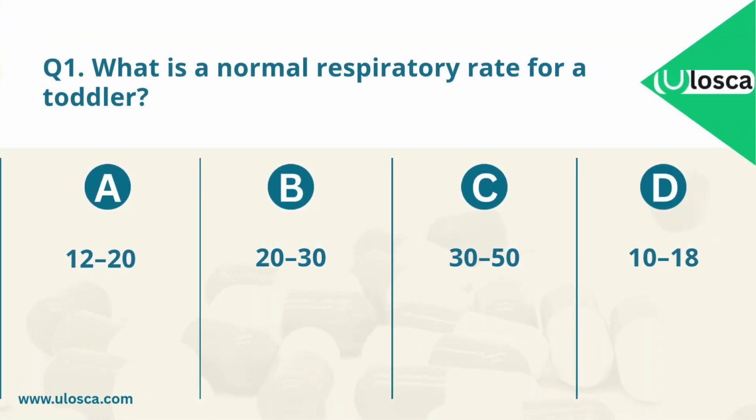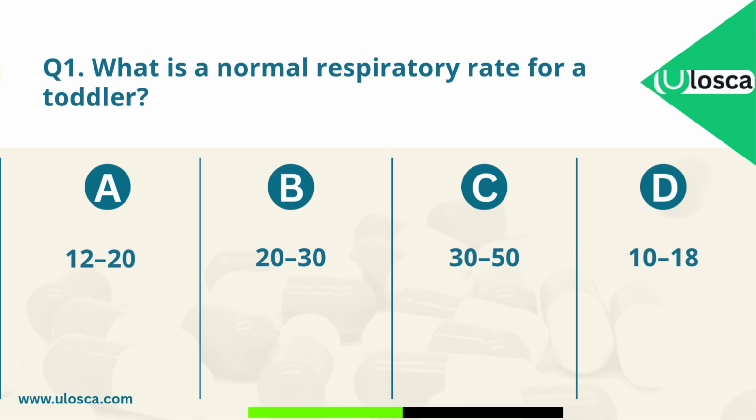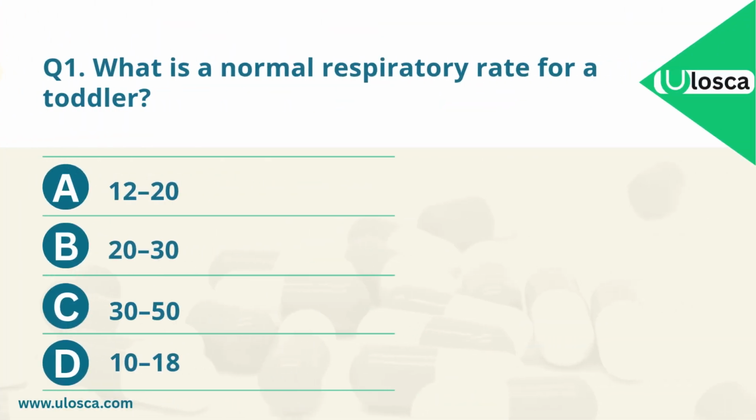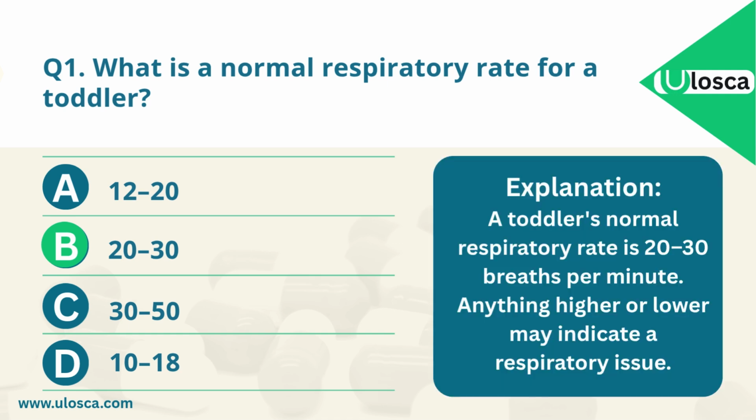Question 1. What is a normal respiratory rate for a toddler? A. 12-20, B. 20-30, C. 30-50, D. 10-18. Which one is the correct answer? The correct answer is B. 20-30. Explanation. A toddler's normal respiratory rate is 20-30 breaths per minute. Anything higher or lower may indicate a respiratory issue.